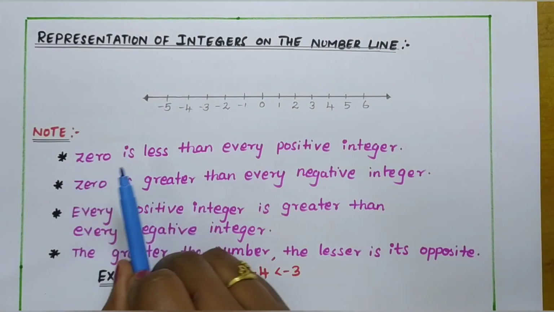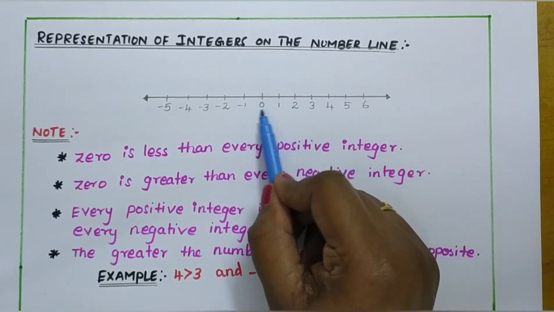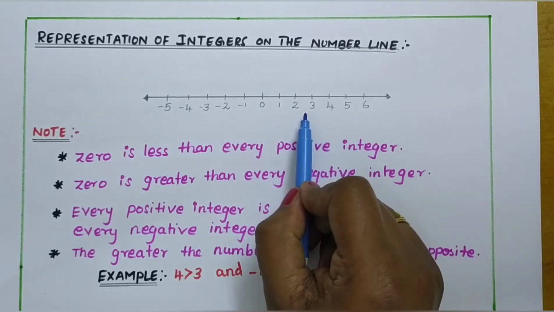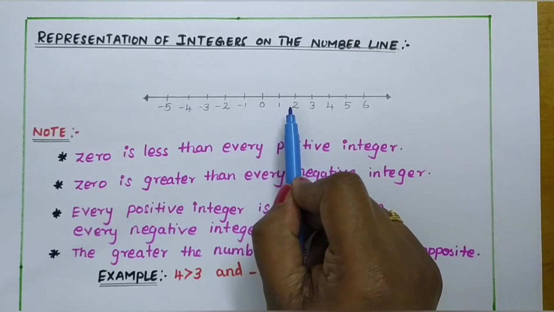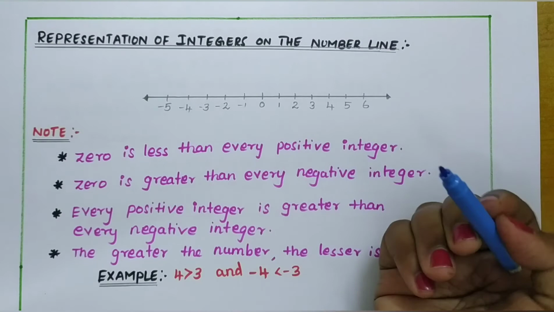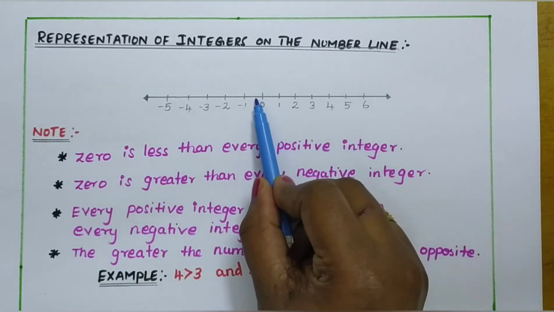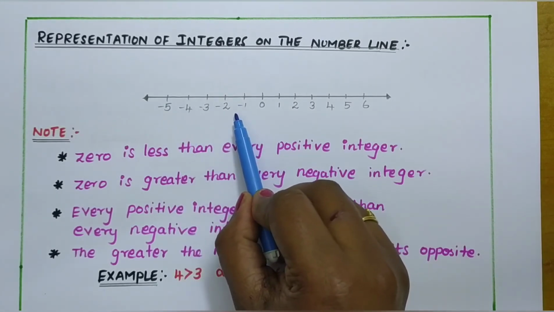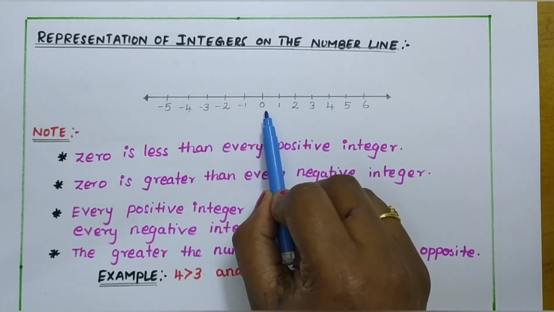Points to be remembered. First point, 0 is less than every positive integer. For example, 0 is less than 4, 0 is less than 3, 0 is less than 2, etc. Second point, 0 is greater than every negative integer. 0 is greater than minus 1, minus 2, and so on.